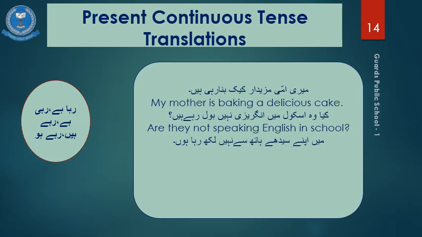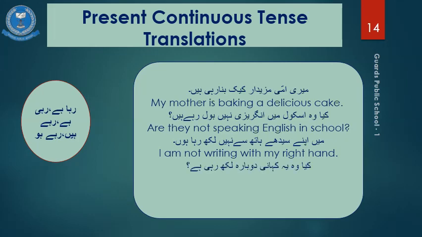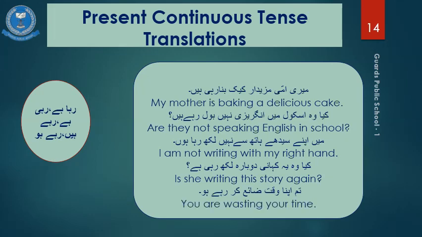Third example is negative. मैं अपने सीधे हाथ से नहीं लिख रहा हूँ. This is a negative sentence, so write not, and for me we use I, and with I we use am in present continuous tense. So the English sentence is I am not writing with my right hand. The second last sentence is interrogative. क्या वो ये कहानी दोबारा लिख रही है? Is she writing this story again? Question mark. And the last one is affirmative. तुम अपना वक्त ज़ाया कर रहे हो. You are wasting your time.